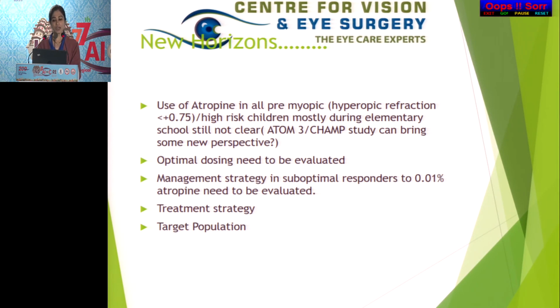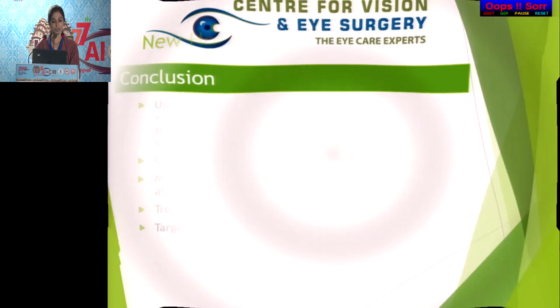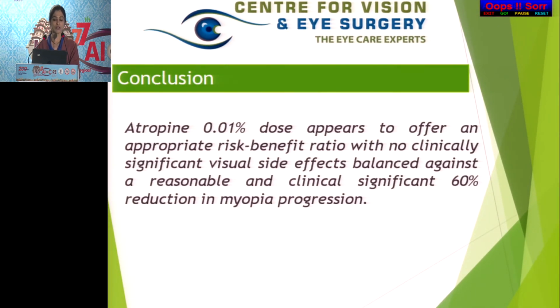Now, what are the new horizons? There are lots of unanswered questions. Can we conclude, because the next speakers are also here now. We use atropine in pre-myopic cases, optimal dosing, and management strategy in suboptimal responders. Atropine needs to be evaluated for treatment strategy and the target population. So the conclusion: atropine 0.01% appears to offer an appropriate risk-benefit ratio with no clinically significant visual side effects, balanced against a reasonable and clinically significant 60% reduction in myopia progression.